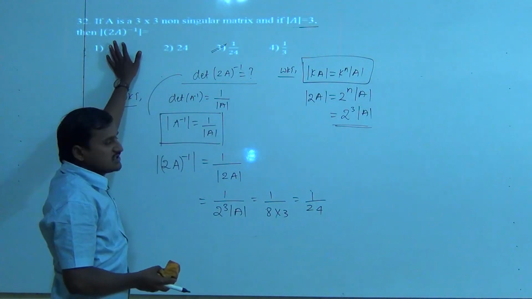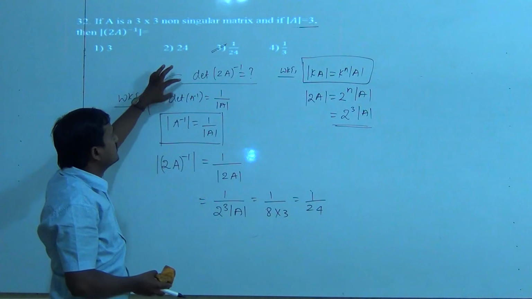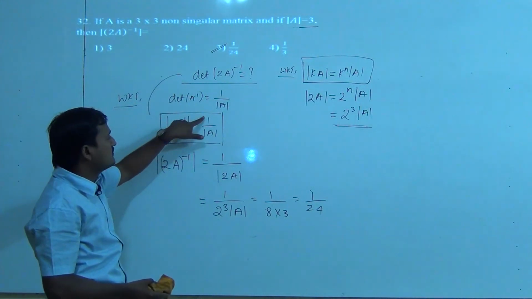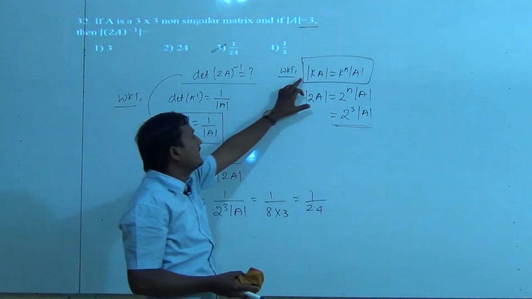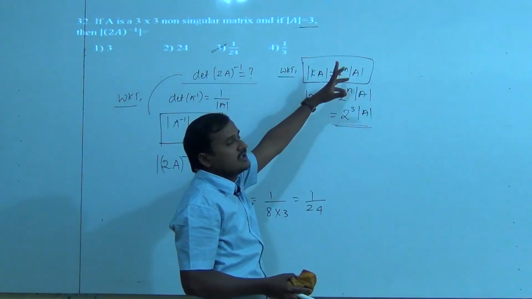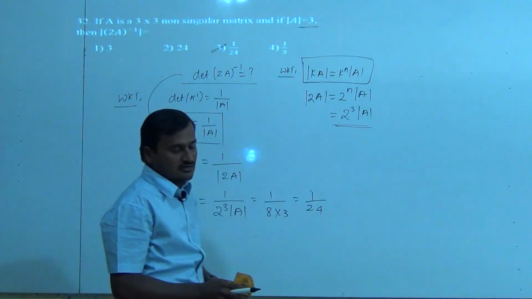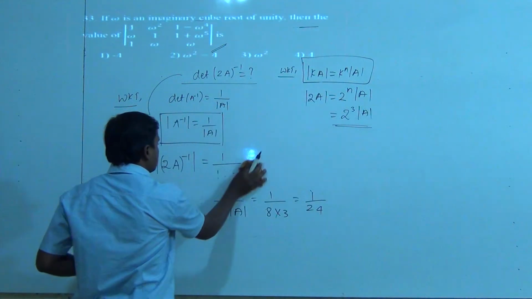To solve such type of problems, you should remember these formulas, right? Determinant of A inverse is equal to 1 upon determinant of A, and determinant of kA is equal to k raised to n into determinant of A, where n is the order. Okay, we'll go for the next question.